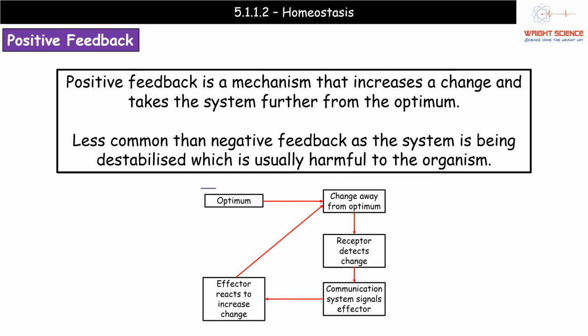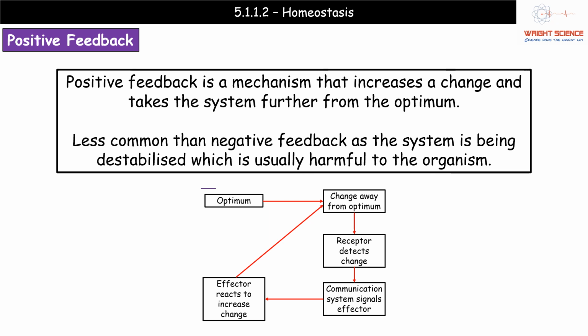The new bit for A-level is a positive feedback mechanism. So negative feedback mechanisms are where we are going to bring about a response that's going to reverse the change. A positive feedback mechanism is going to increase the change, moving that system further from the optimum. Now, these are less common than negative feedback systems because quite often what we're going to see is a destabilization of the organism itself, and that's typically quite harmful.